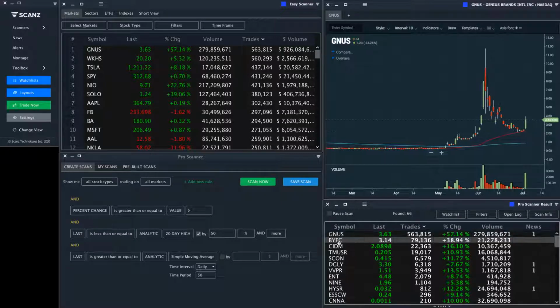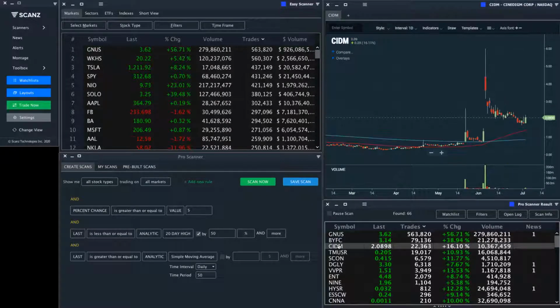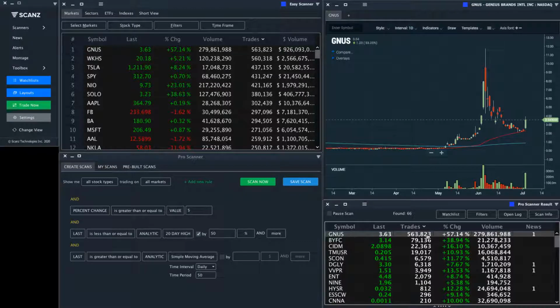Once again, BYFC is on the list. We can see CIDM on the list. And now we have quite a few stocks that actually look like this original GNUS chart that we were looking for. Now, we can see that there's only a handful of stocks that actually have the liquidity to make for a great trade, but that's exactly what we're looking for. When you create a watch list, you're not trying to find 20 different stocks to trade on the day. You want to find the best trading opportunities so you can focus on them and make the most amount of money per trade.